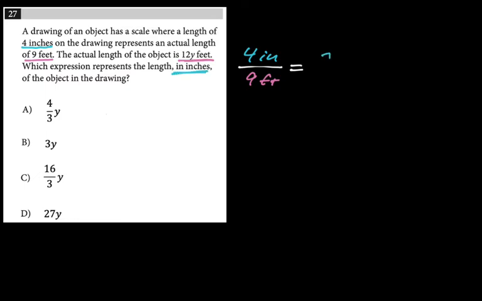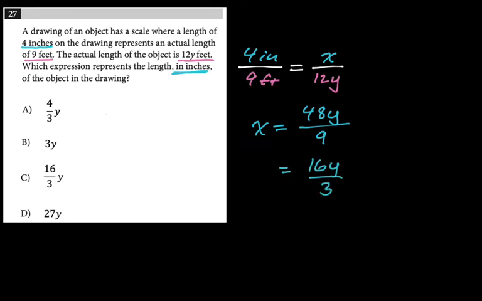So I'm going to call that x, I guess. So x over 12y. Multiply both sides by 12y. And we're going to get x is 48y over 9. And then both of those are multiples of 3. So I'm going to divide everything I see by 3. 16y over 3. And I'm going to pick the answer. All right, let's take a look at the next one.